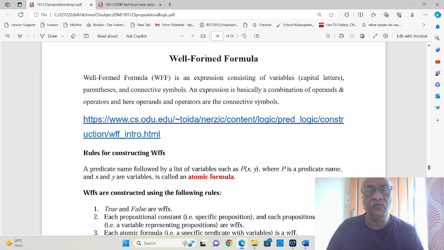So what are well-formed formulas? This we have derived from this link, googled, that is cs.odu. So all the contents of well-formed formula are derived from this. So basically, a well-formed formula is what? It's an expression. It has what? Variables, parentheses and connective symbols. Which are the connective symbols? The connective symbols are and, or, and so on.